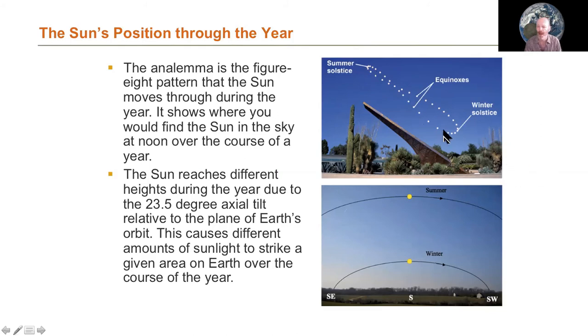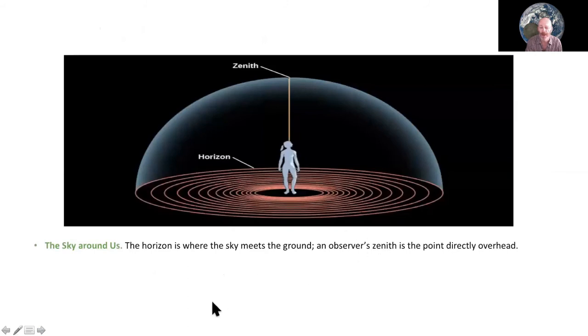Notice it's lopsided and it has a weird figure 8. That's called the analemma. And the reason why it's a little bit off in one side or the other is because we're not going around in a perfect circle and we're tilted at 23.5 degrees.